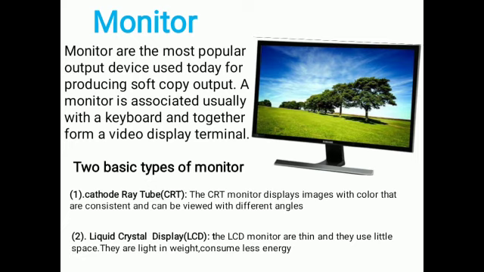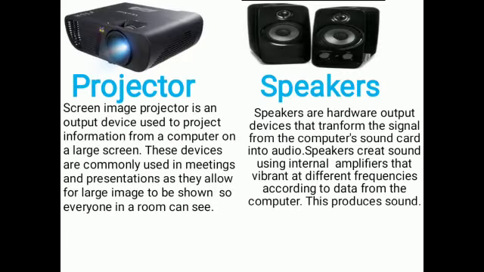The CRT monitor displays images with colors that are consistent and can be viewed from different angles. LCD monitors are thin and use little space, are light in weight and consume less energy. Next one, projector. A screen image projector is an output device used to project information from a computer onto a large screen. These devices are commonly used in meetings and presentations as they allow a large image to be shown so everyone in a room can see.